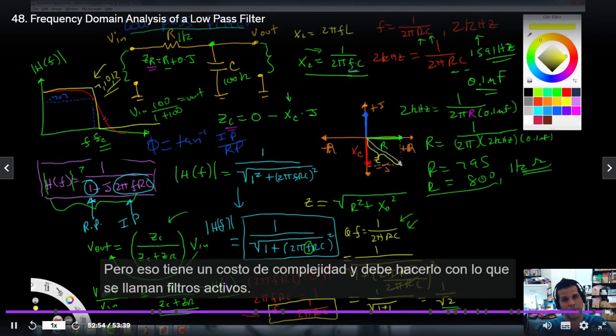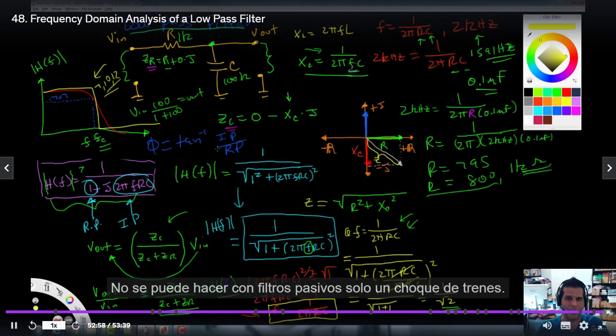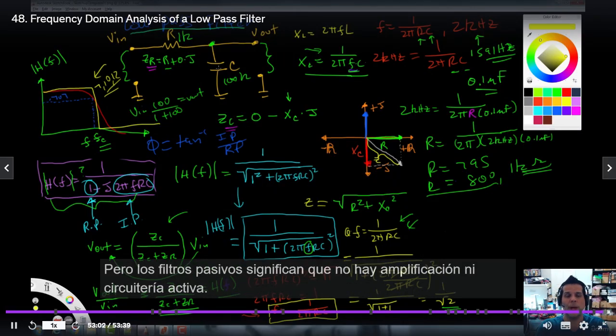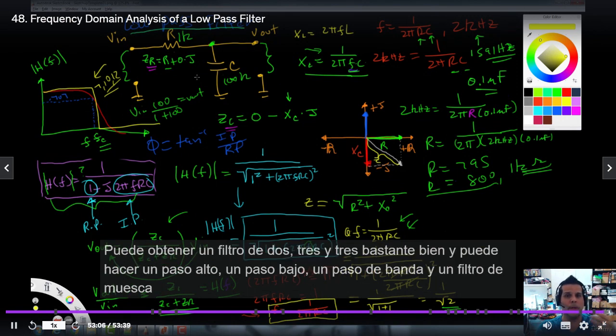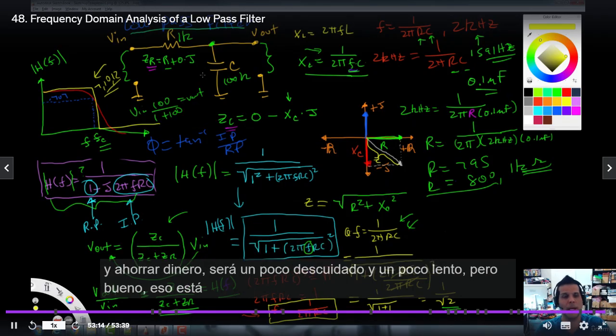But that comes at a cost of complexity, and you have to do it with what are called active filters. You can't do it with passive filters. It's just a train wreck. But passive filters mean there's no amplification or active circuitry. You can get a 1, a 2, a 3 pole filter pretty good, and you can do a high pass, a low pass, a band pass, and a notch filter, and save money.